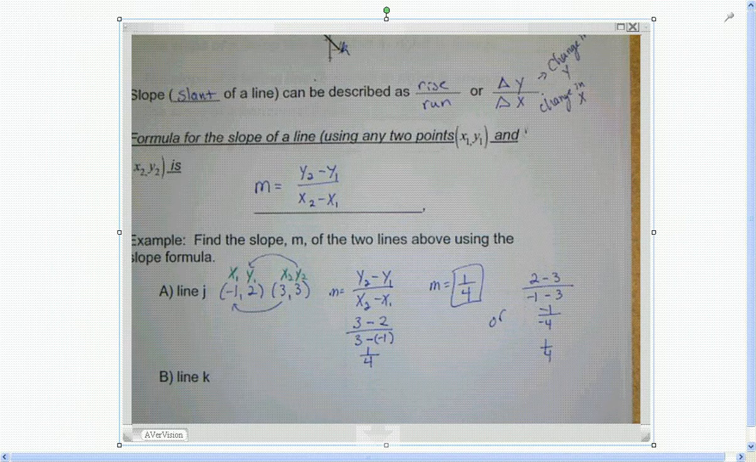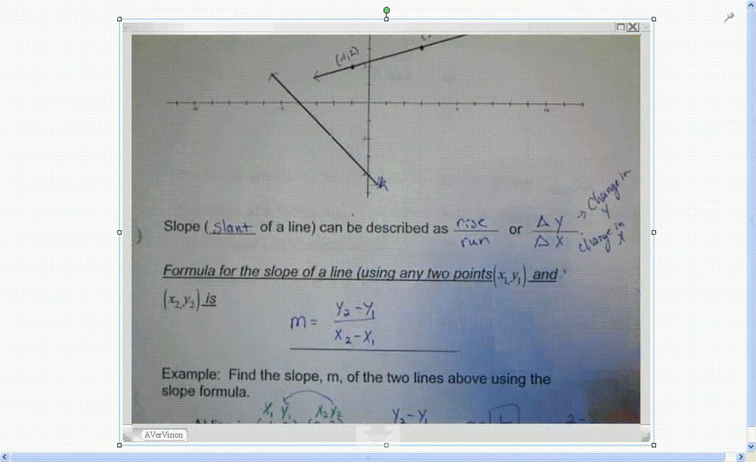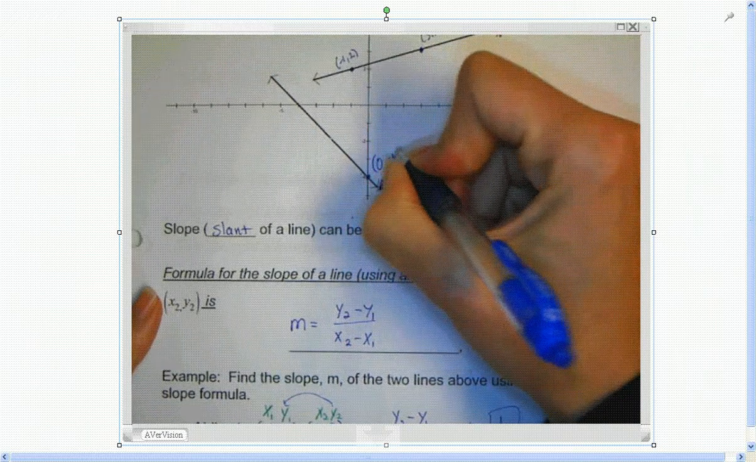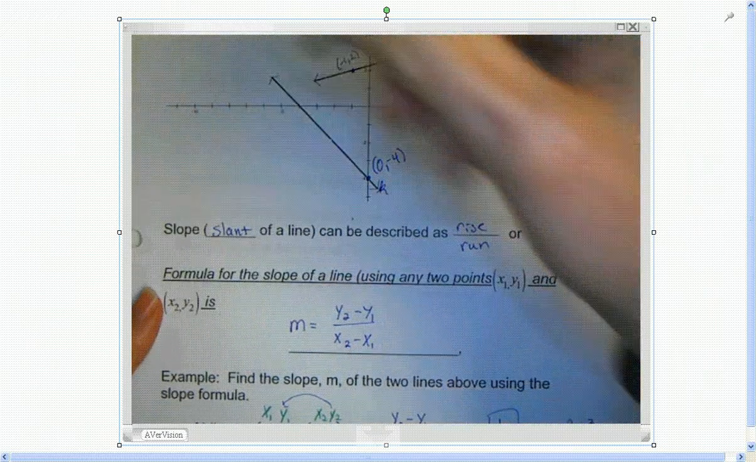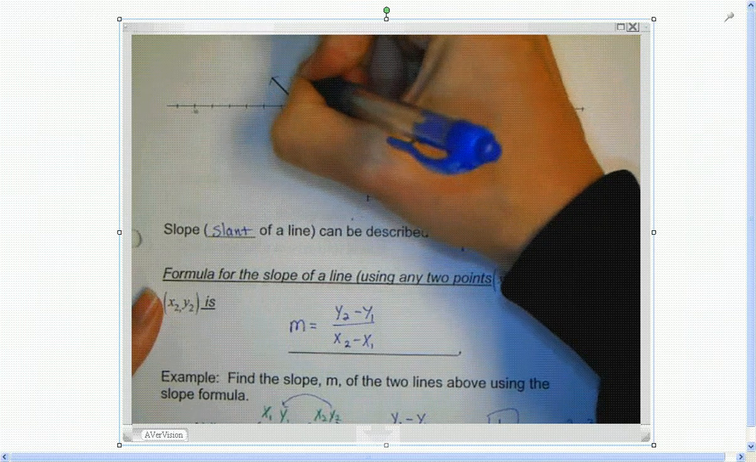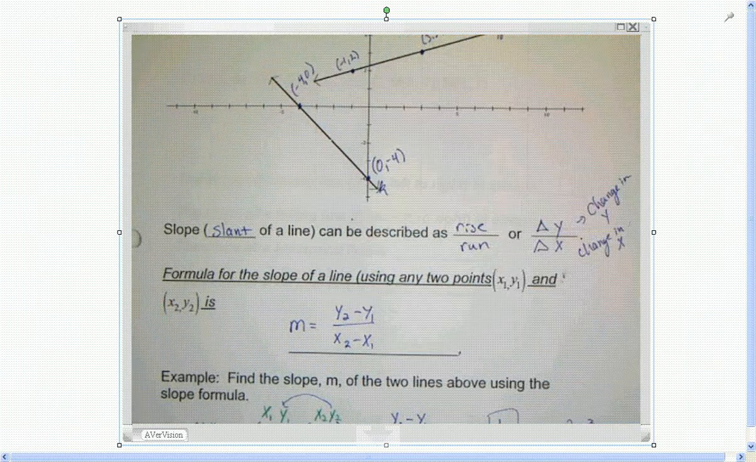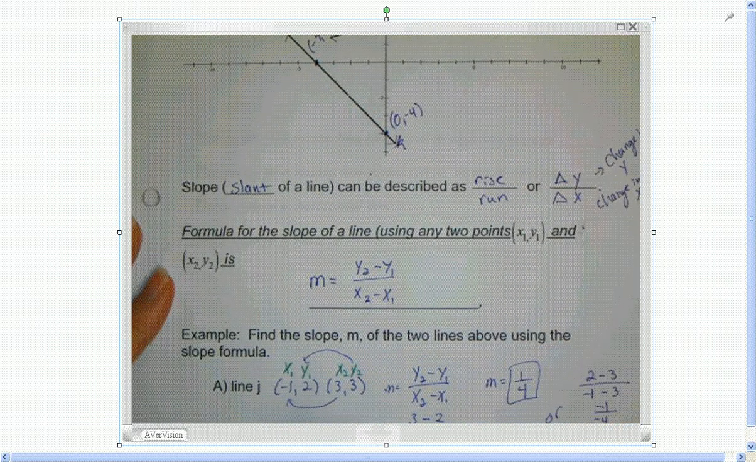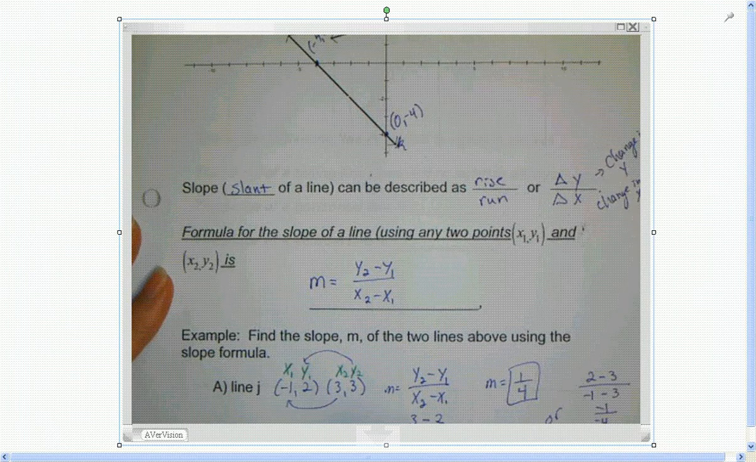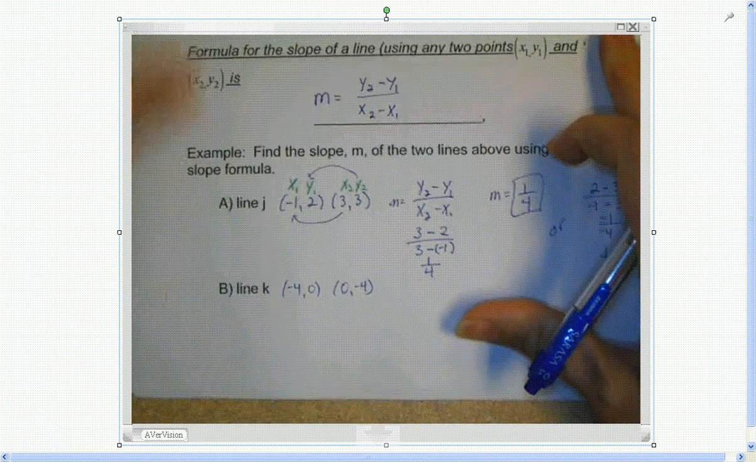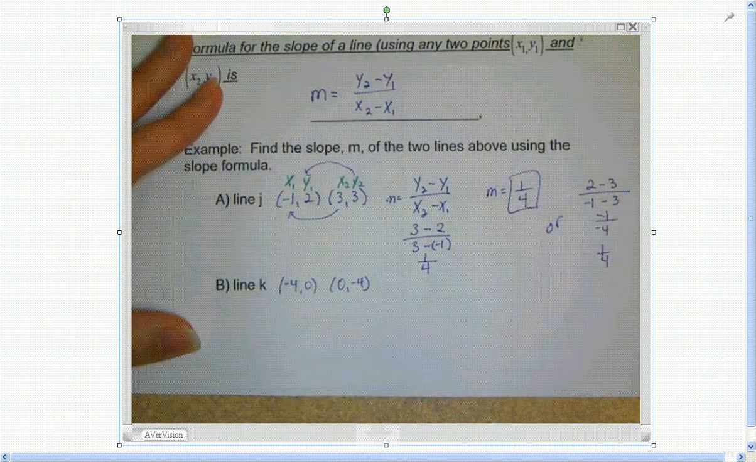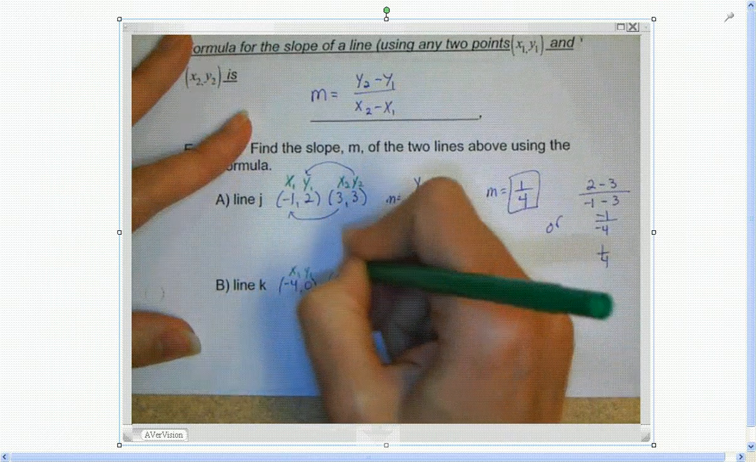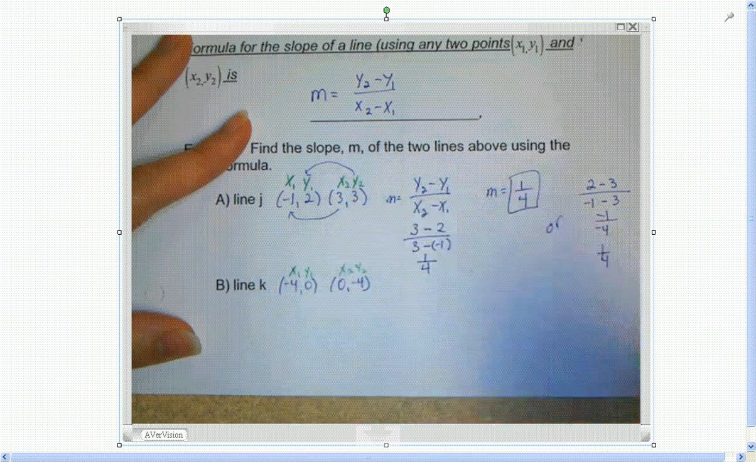Now line K. Now for line K we have to have some points also. Here we have 0, -4, and we also have here -4, 0. So that's very helpful for us in order to find our lines. So we're going to go -4, 0, 0, -4. I'm going to write those down. Now, once again, I'm going to call these points, and I don't really care which one's which, so I'm just going to go x1, y1, x2, y2, so I can plug it into my formula a little bit easier.